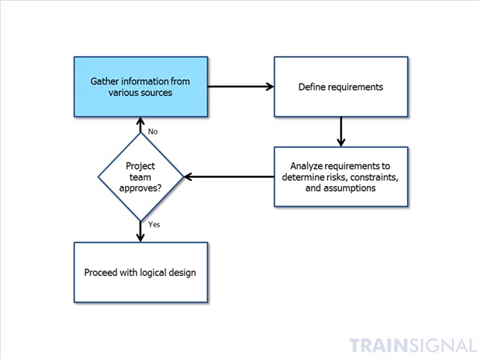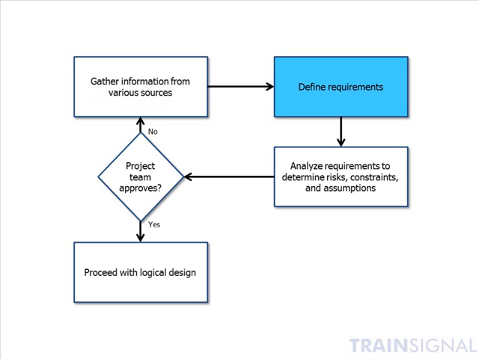You'll first start by gathering information from various sources. I'll talk in a moment about what sort of information you're going to gather, the sources that you're going to get that information from, and what type of information you need to get. You'll then use that information to define your requirements.